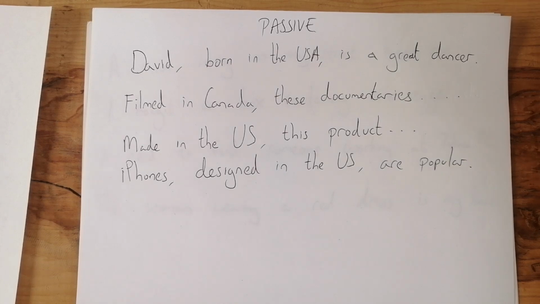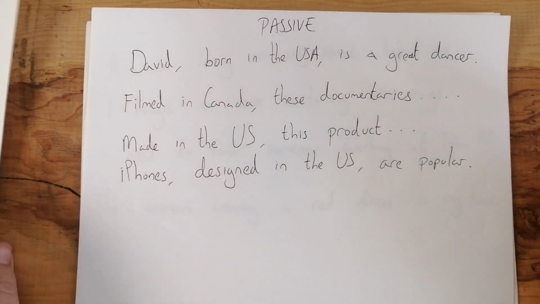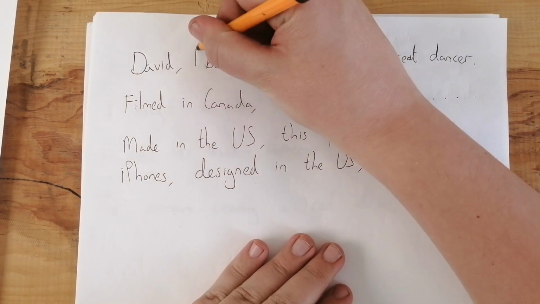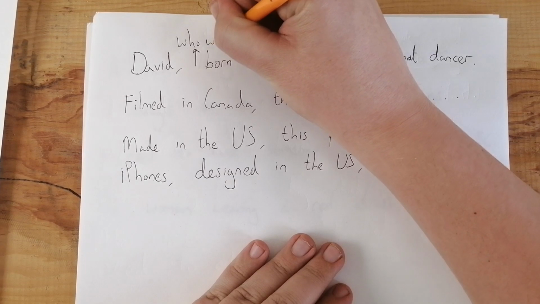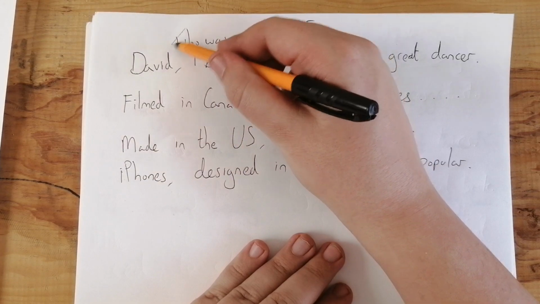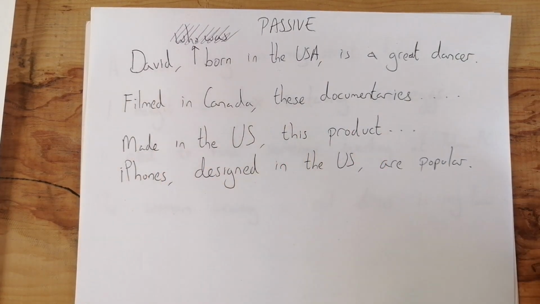So, it doesn't mean he bore himself. He was born. Él fue nacido. I know Spanish and English are a little bit different in that sense, but these reduced clauses or participle clauses are great for writing. It sounds very advanced. Like David, born in the USA, is a great dancer, because you could say who was born in the USA. But that's why we're calling it a reduced clause, because we're actually getting rid of these two words.